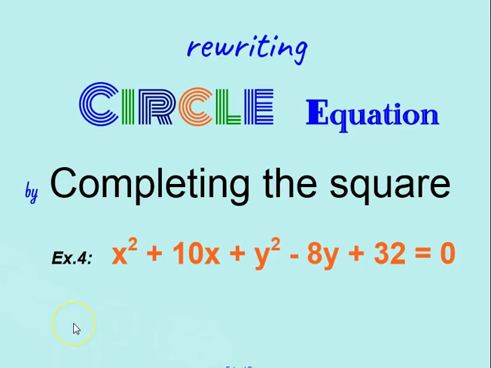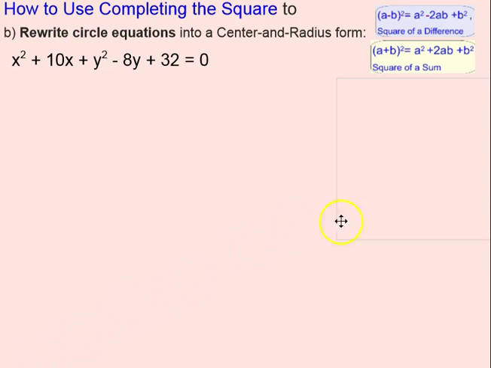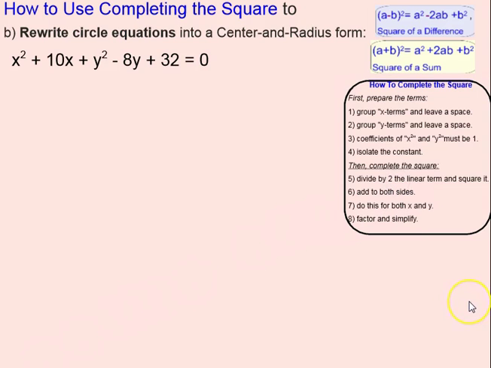Okay, so how do we rewrite a circle equation using completing the square when the equation is presented in this form? That is our next example. I'm going to keep your steps description on the right side, and as we go through, I will highlight the step that we are up to.